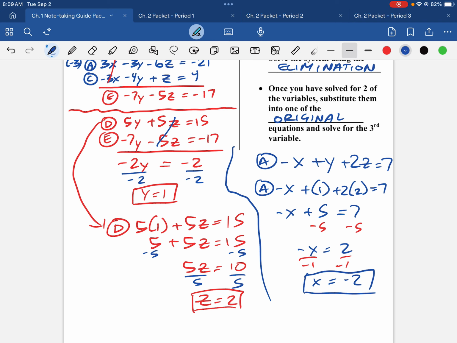You could leave your answer like it is here. You could also write this as an ordered triple. So make sure you go alphabetical for an x, y, z pair, or triple, I should say, like that. Okay, so that is equivalent. Okay, those ones take a while. So be really careful with your work and keep track of what you're doing.